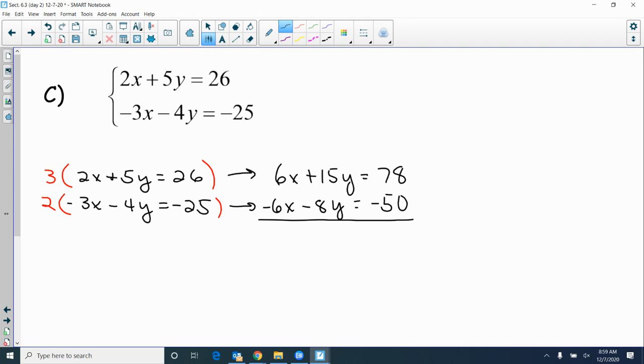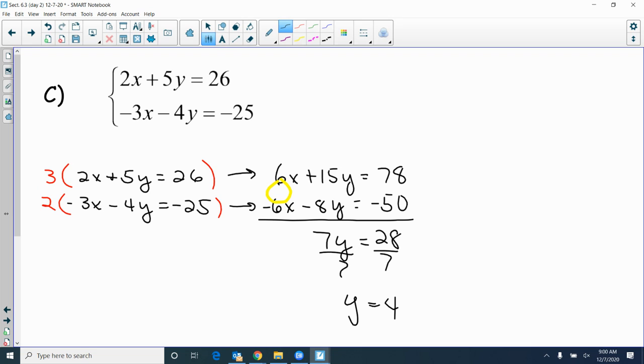All right, now what do I end up with? 6x minus 6x is 0. 15 minus 8 is 7y. 78 minus 50 is 28. I get y equals 4. Okay? All right.